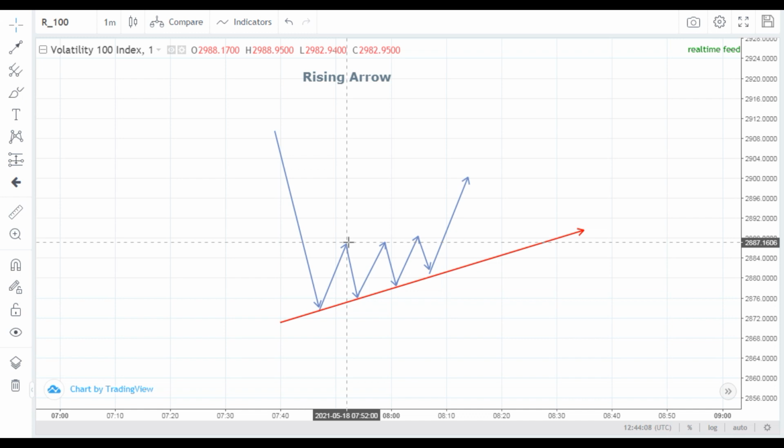What's the possibility that price will drop or move down? Okay, so you weigh the two options and then you go for the one that is bigger. If the possibility that price will go up is higher than the possibility that price will drop, then what do you do? You start looking for buys.